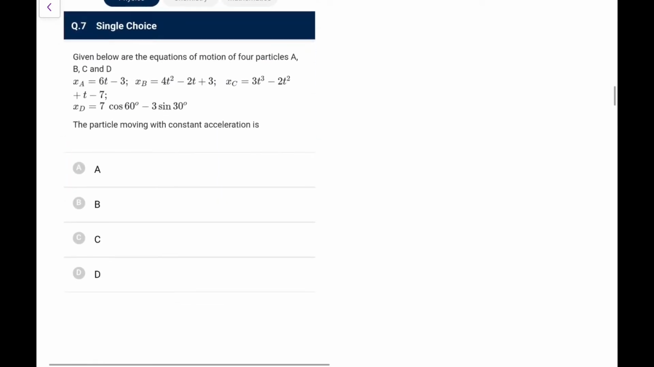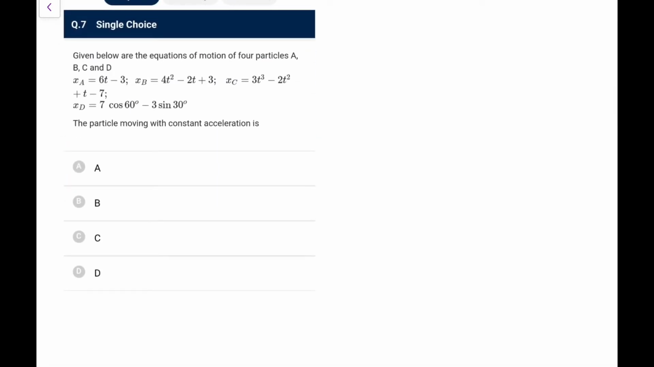Next. Given below are the equations of motion of 4 particles A, B, C, D. The particle with constant acceleration would have a t square function. So xb, if you do this, has constant acceleration. Also A, because its acceleration is 0. And D also, because it is constant, its acceleration is also 0.